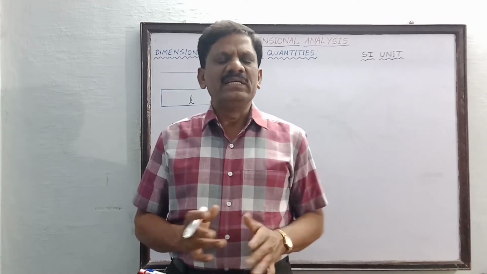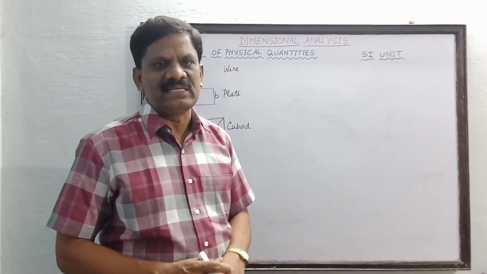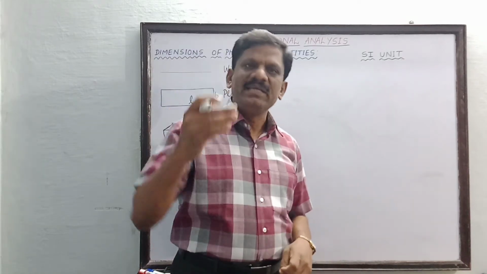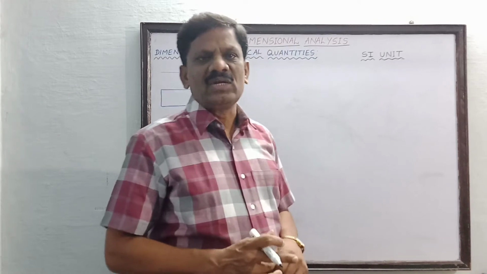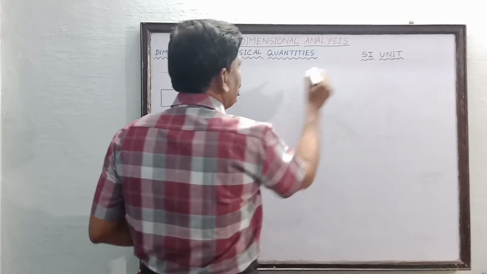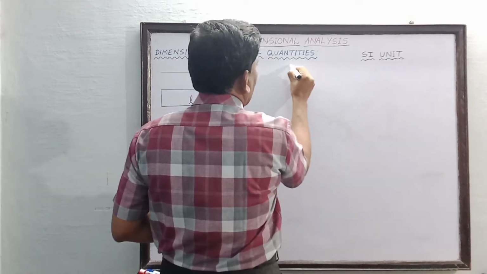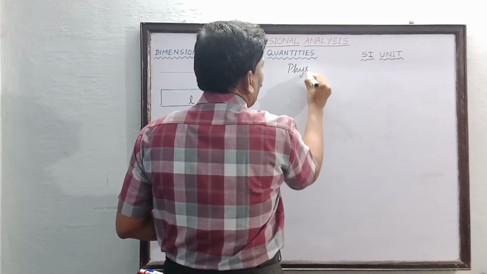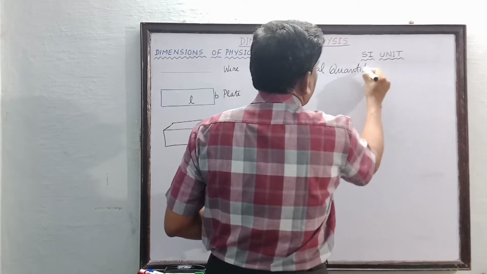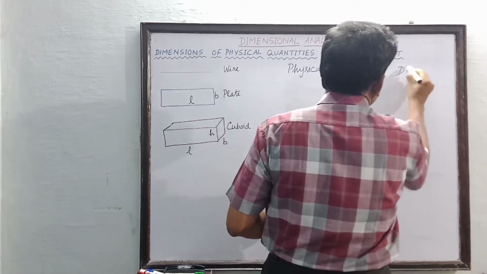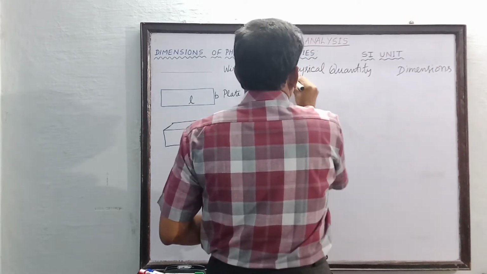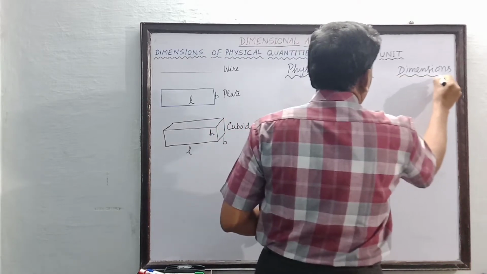Now, we are following the SI system of units. The International System of Units is called SI units. In SI units, there are 7 fundamental quantities. I am going to write the 7 fundamental quantities in the SI system and their dimensions. On the left-hand side I will write the physical quantity, and each physical quantity has some dimensions. So what are the 7 fundamental physical quantities?